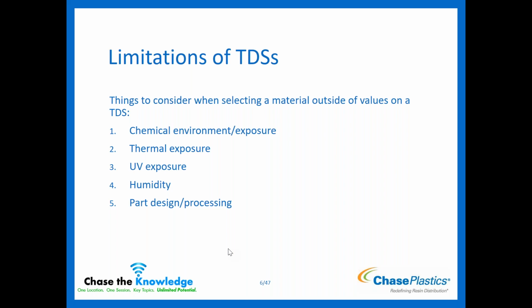So the properties are fine on the data sheet, but if it's seeing something that's aggressive towards it, it might not perform the way that you're expecting it to based on the data sheet values. And some other things that are similar to that would be your thermal exposure. If I'm looking at a property for tensile at room temperature, which is how it's going to be tested in a lab, 73 degrees, but your application is going to be at 100 degrees, there's going to be a different level of performance expected.